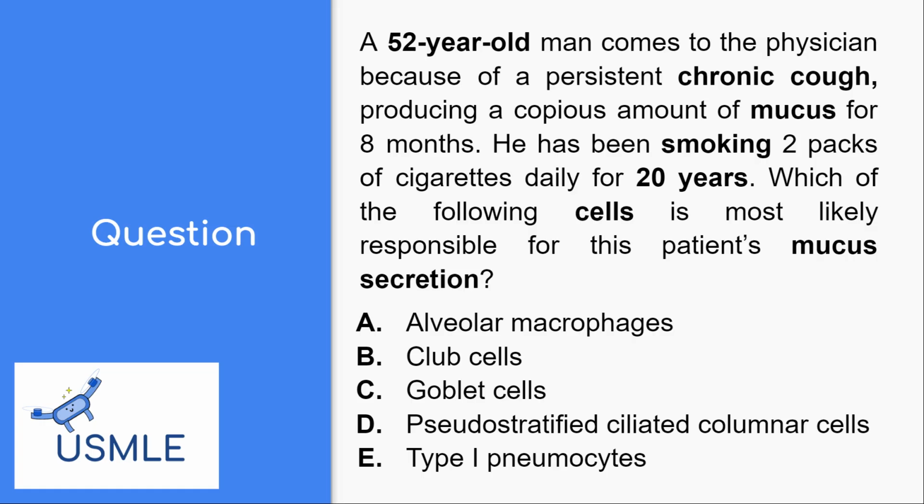Coming to today's question, a 52-year-old male smoker presents with chronic productive cough. Which cells are involved in mucus production? If you have reviewed today's information carefully, mucus is produced by goblet cells, which undergo hyperplasia in smokers.